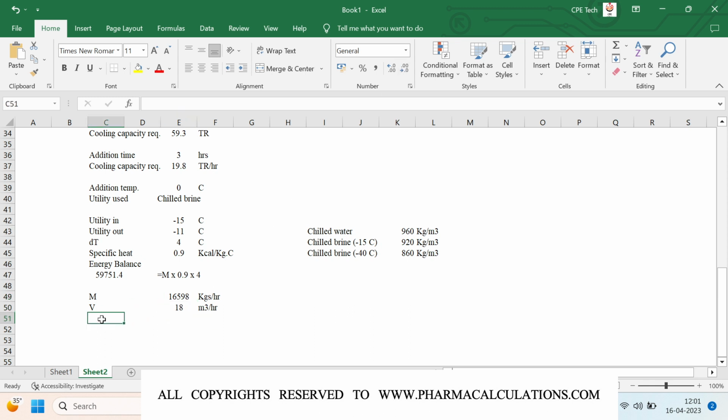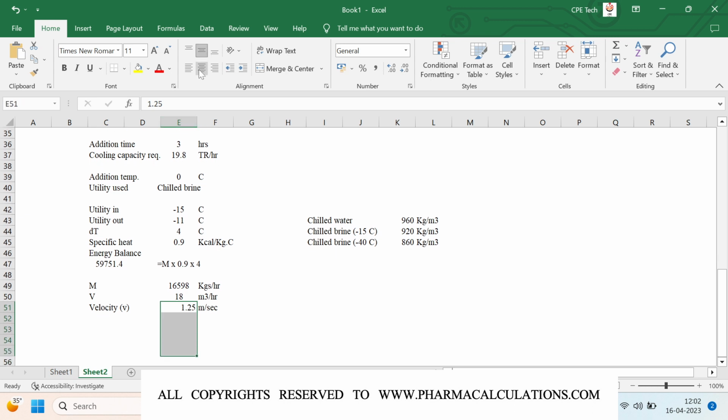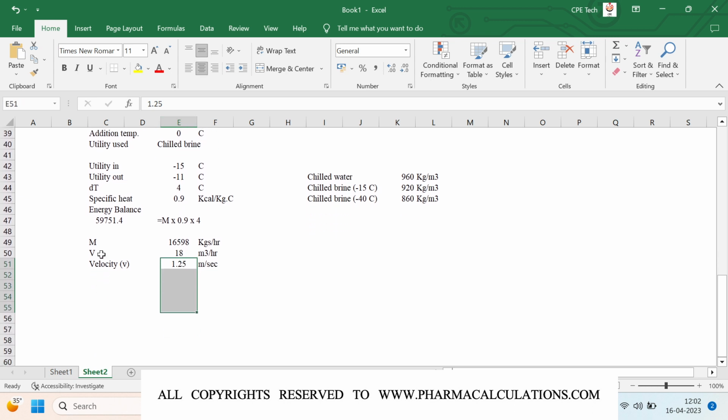So I need approx 18 meter cube per hour. So as per this last discussion, the velocity of chill brine is going to be approx 1.25 meter per second. So first of all, let's try to convert this required volumetric flow rate into meter cube per second.